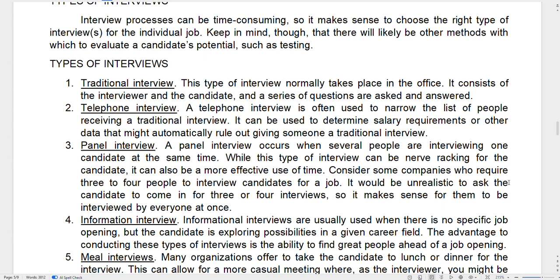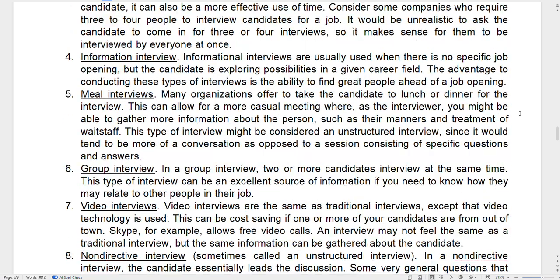Okay? Information interview usually used when there is a specific job opening, but the candidate is exploring possibilities in a given career field. The advantage to conducting this type of interview is the ability to find great people ahead of a job opening. So, siyempre malalaman mo agad sino-sino yung mga qualified, kumbaga. And then, meal interview, the candidate is taken to a lunch or dinner for the interview. So, literal, kakain sila. Okay?